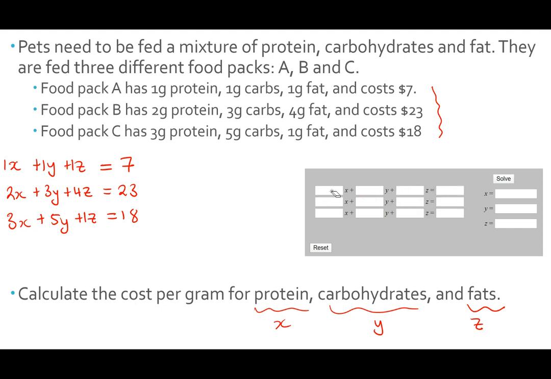Once you've done that, we press solve in the top right-hand corner, and we get x equals 1.5, y equals 2, and z equals 3.5. Now it's important that we write this in context. So these are all dollar figures, so we should put dollars on them and write them to 2 decimal places.